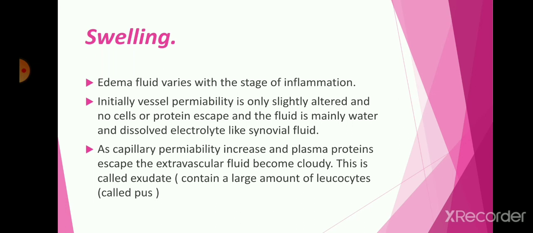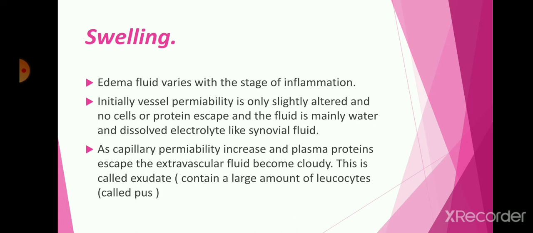So basically, initially the vessel permeability is only slightly altered and no cells or protein escape, and the fluid is mainly water and dissolved electrolytes, like synovial fluid. When the capillary permeability increases and plasma protein escapes, the extravascular fluid becomes cloudy, and this is called exudate. The exudate is formed due to the vascular reaction, as the endothelium of the blood vessel becomes more leaky.